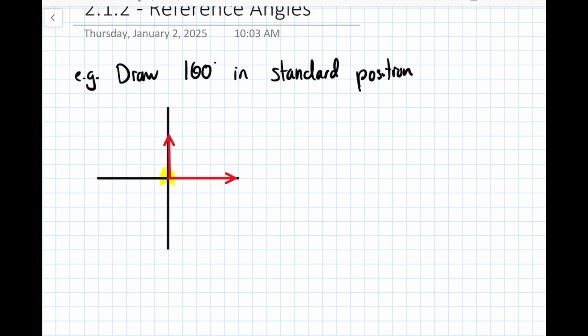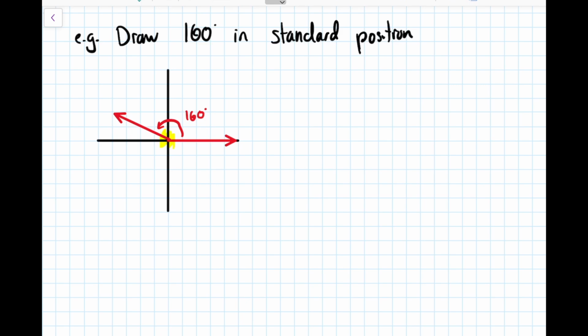160 degrees is going to be in quadrant 2, close to 180, but not quite there. So maybe somewhere around here. Again, I'm not too fussed on the specifics. So this looks approximately like 160 degrees. So that was last video. This video, we're going to be focusing more on this angle over here, the one that I'm going to highlight in green. So what about this angle?